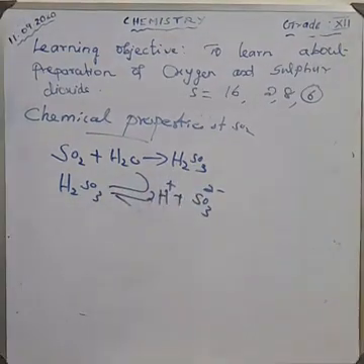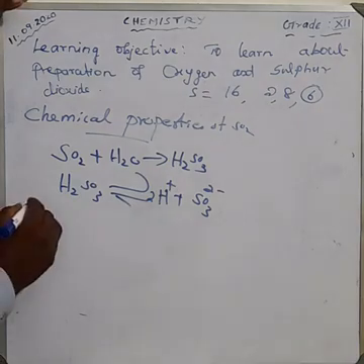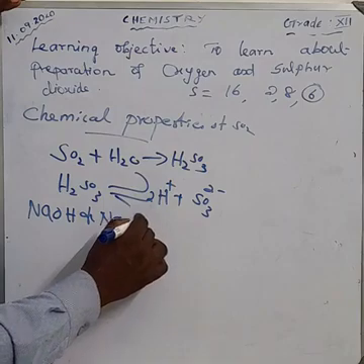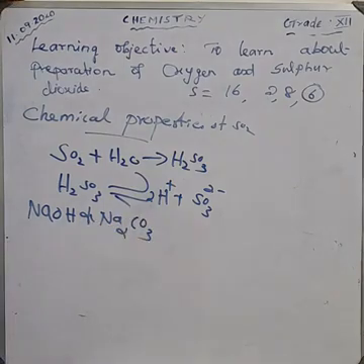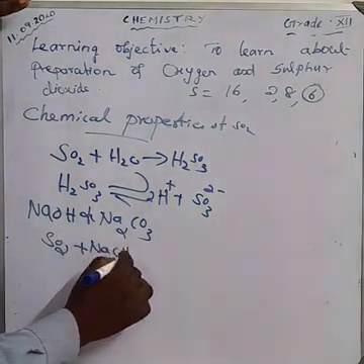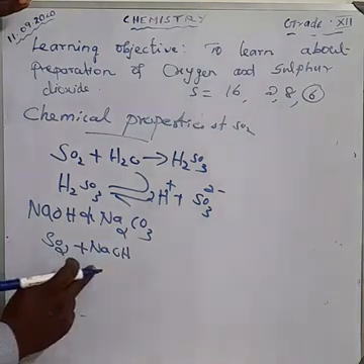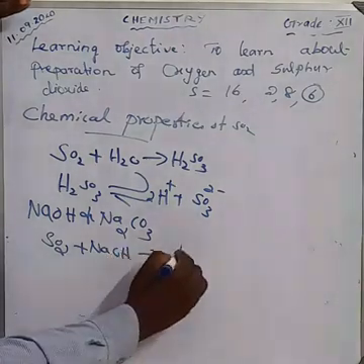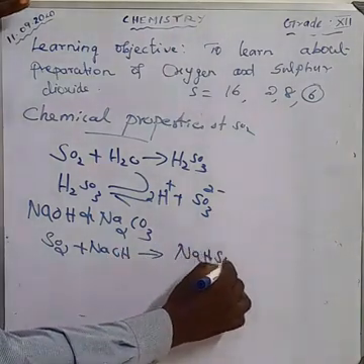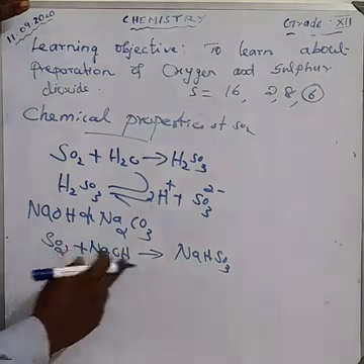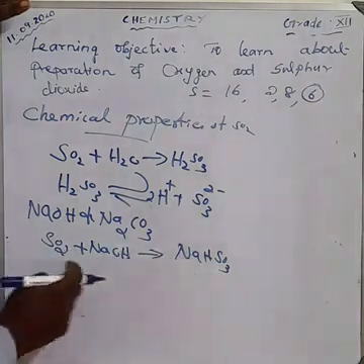Okay. Next, the reaction of sodium hydroxide, NaOH, and sodium carbonate, Na2CO3, with sulfur dioxide. Sulfur dioxide reacts with sodium hydroxide and we get sodium bisulfite, NaHSO3. How can you balance the equation? The equation is already balanced because sodium 1, hydrogen 1, oxygen 3, everything is balanced.